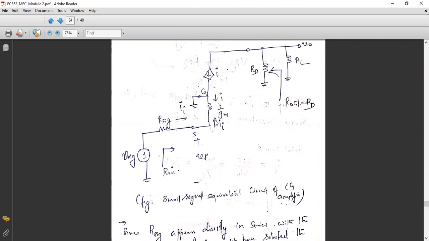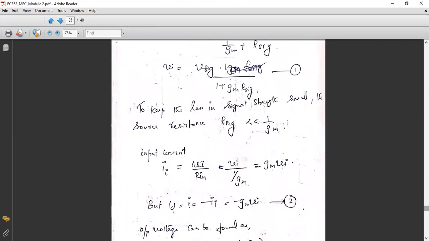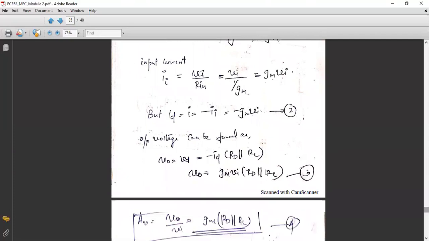Then you have written the equation for Ia. Ia is equal to Vi by Rin. You have substituted the value for Rin. Then you have found out the equation for output current ID. After finding the equation for ID, you have gone for the equation for output voltage, which is equal to output current into total resistance. And you have substituted the value of Ia here, so that you will get the equation for output voltage. And you have taken this Vi to the left side to get the equation for voltage gain.